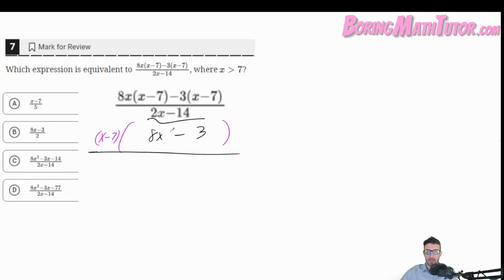And on the bottom, x minus 7 is actually going to be part of what you get when you factor out a 2 from here. So lucky us that the x minus 7 now cancels, and we're just left with B.